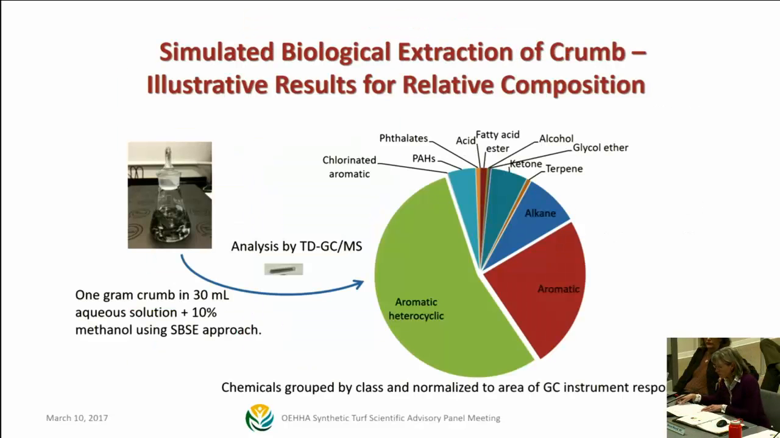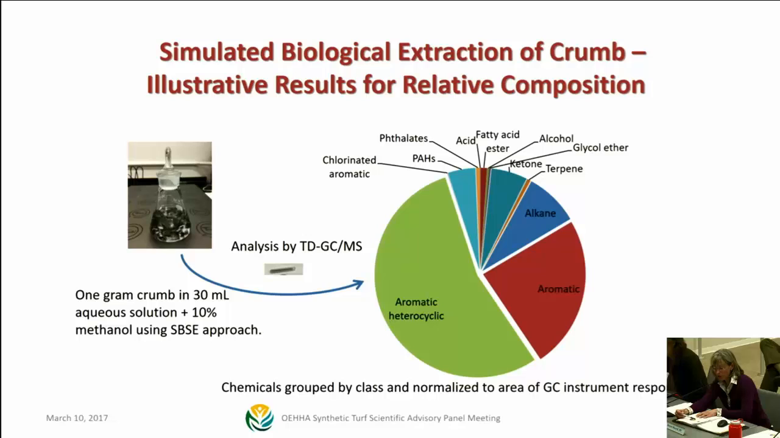Now I have just one illustrative example. So this is sort of a proof of concept. This is an extraction of just one sample of crumb rubber. And in this example, it was 1 gram of crumb rubber. It was stirred into 30 mL of just deionized water with 10% methanol. And it was stirred for 1 hour at 37 degrees Celsius. And it's kind of an initial range finding experiment. We wanted to see what range of chemicals we could find and what relative amounts were there.